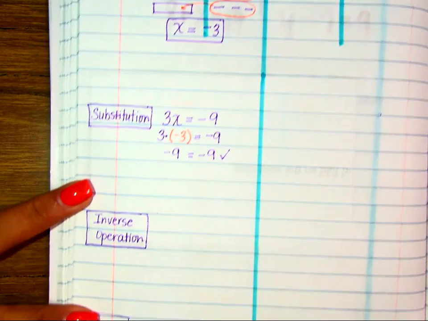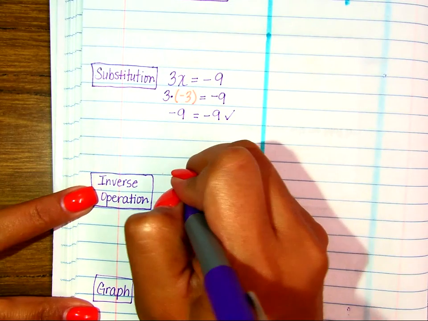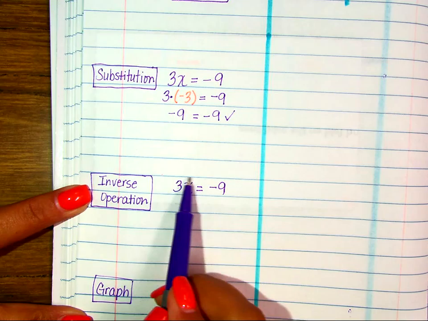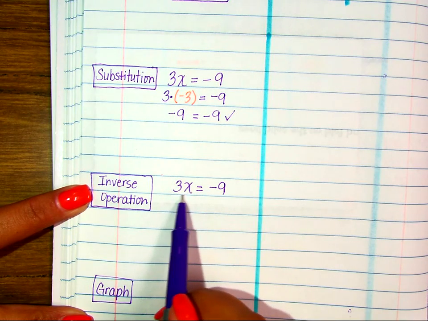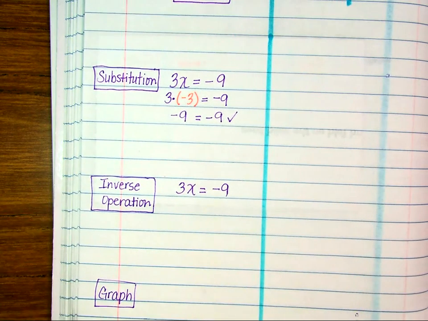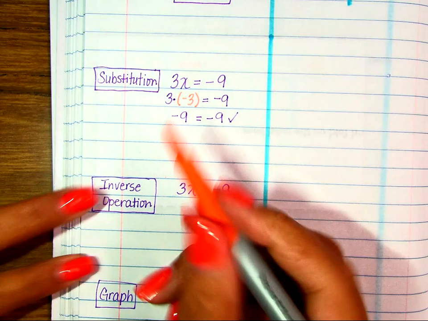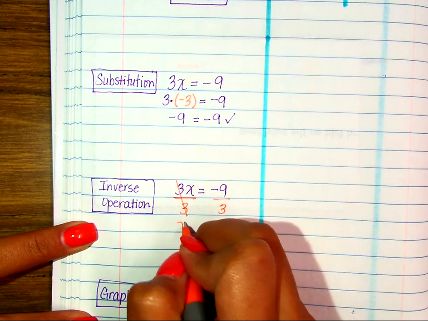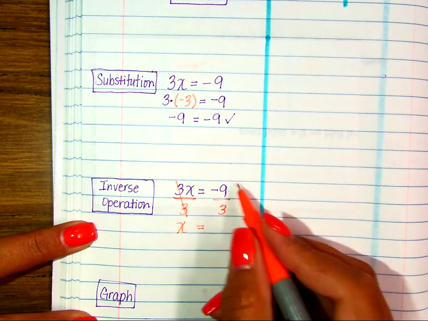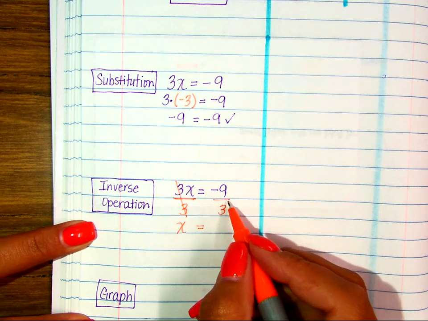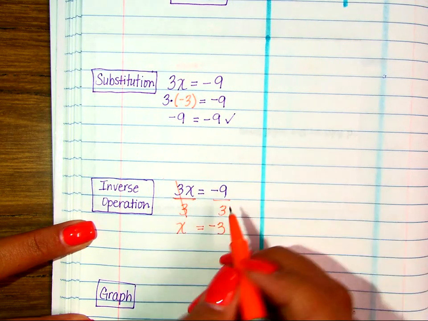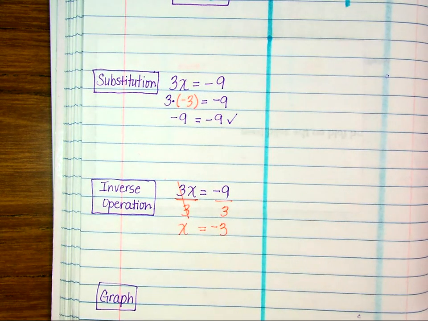Let's solve this using inverse operations. Okay. The operation that is currently represented is multiplication. This is 3 times x. And so the inverse of that would be to divide both sides by 3. Remember, whatever you do to one side, you must also do to the other side of the equal sign. So we have x equals, now I have a -9 divided by a +3. So my answer is going to be -3. Okay, and again, that matches our original solution.